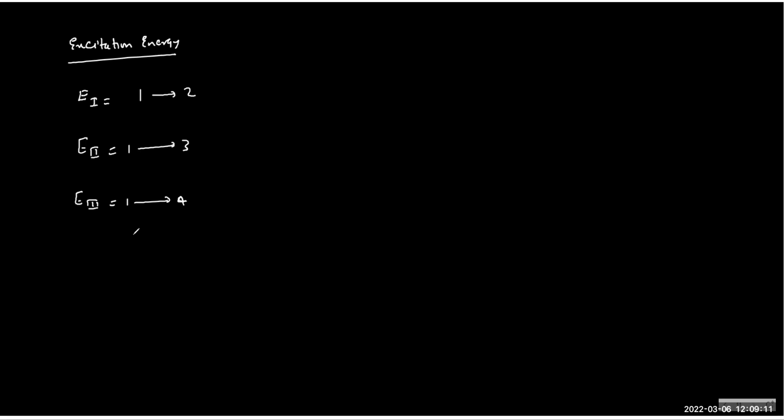Now, if I say an electron is in the first excited state, what does it mean? So it is in the second orbit. Yes, it is in the second orbit, correct. So these terminologies are very important.